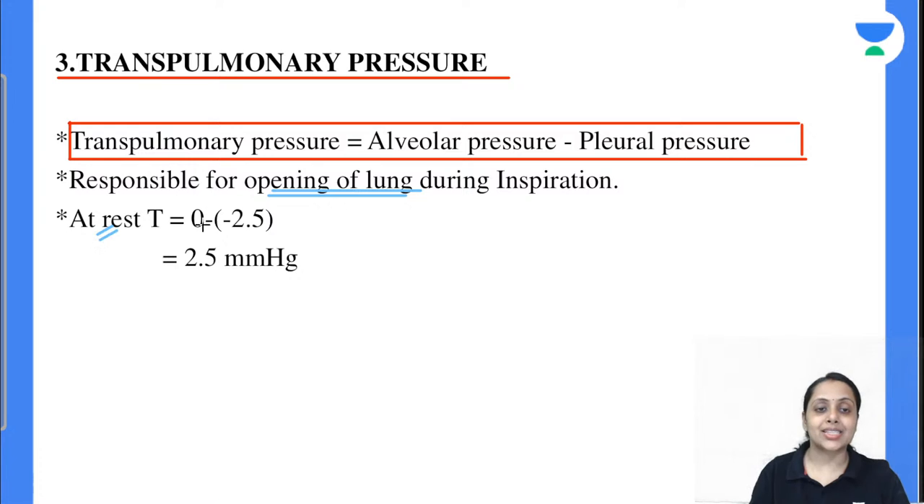So at rest, hum keh sakte hain, alveolar pressure kitna hota hai? Zero. Pleural pressure kitna hota hai? -2.5 mm of Hg. So at the resting condition, this transpulmonary pressure is +2.5 mm of Hg. Is this clear with everybody?